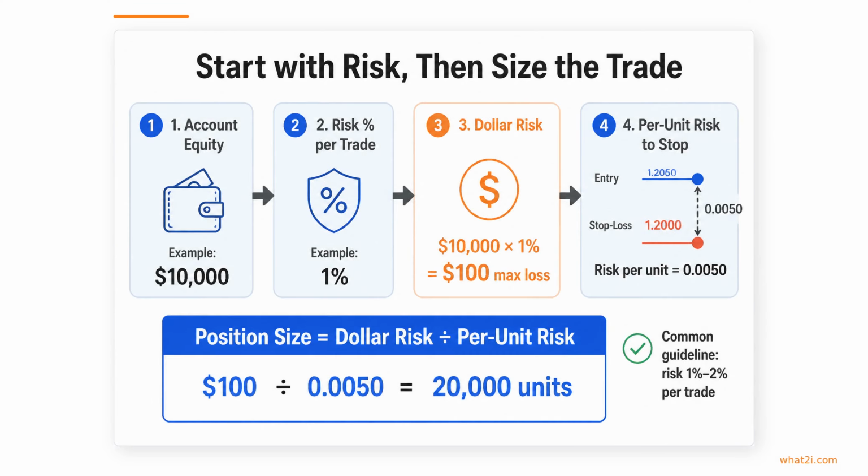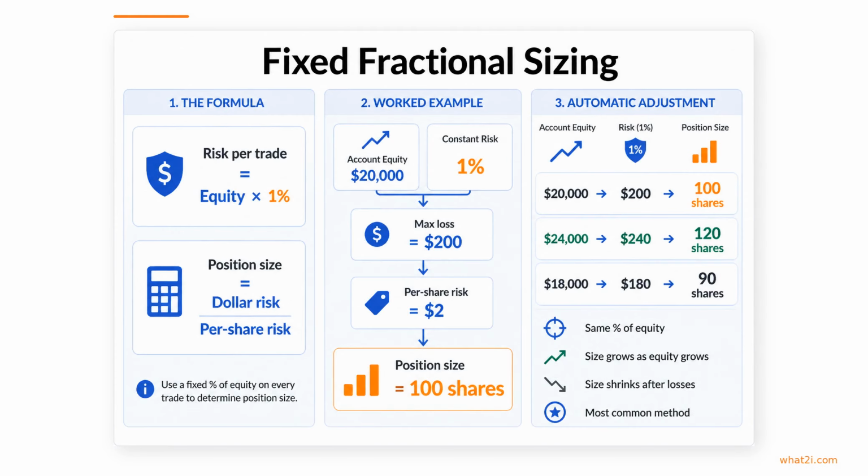The logic starts with risk, not with how much you want to buy or sell. First, choose the maximum dollar loss you're willing to accept. Then divide that by the risk per share, unit, or contract to find a position size that stays inside your limit. The most common approach is fixed fractional sizing, where you risk the same percentage of your current account on every trade. That means position sizes naturally get larger as the account grows and smaller after losses, which helps keep risk in proportion over time.